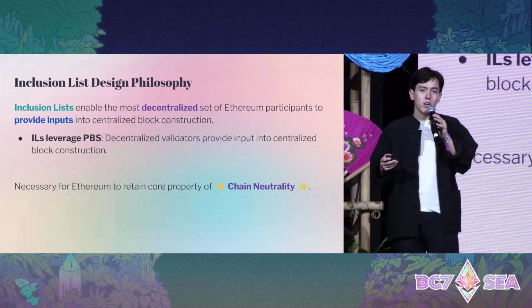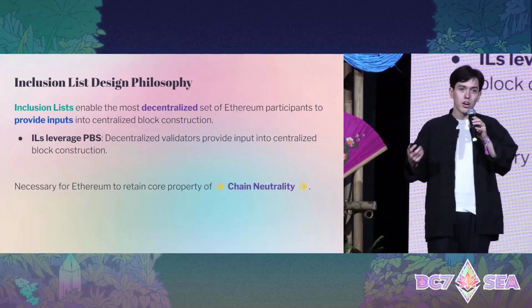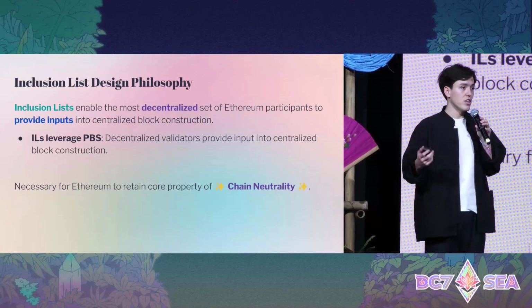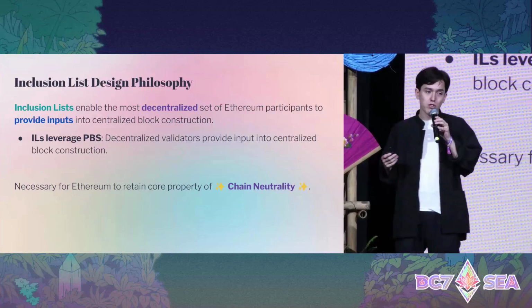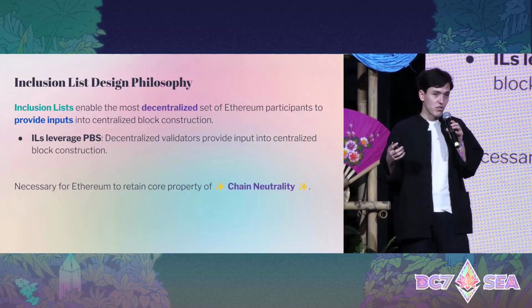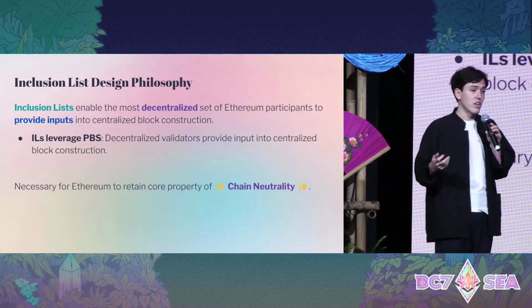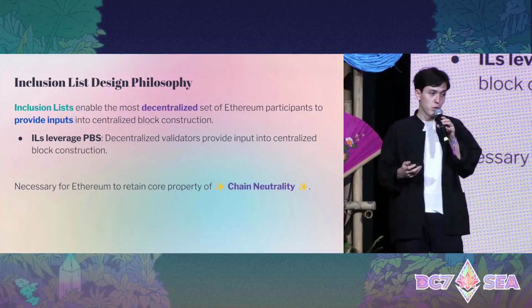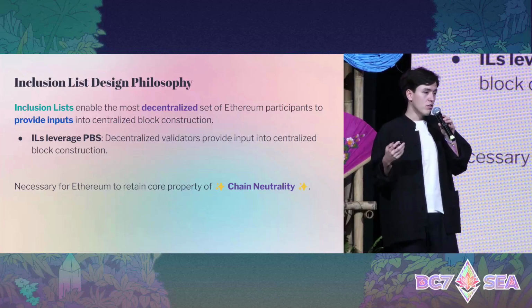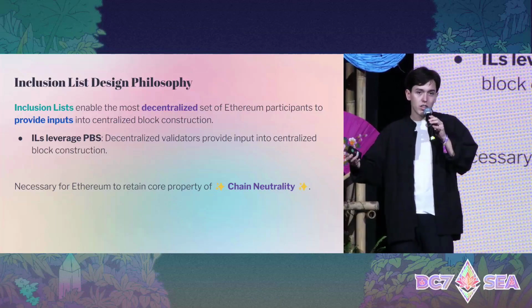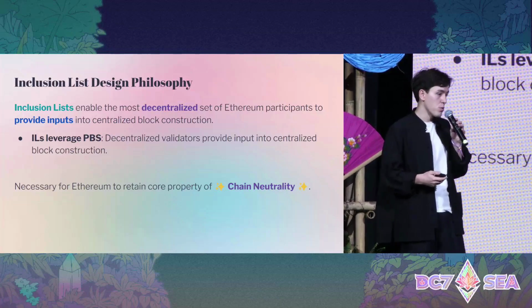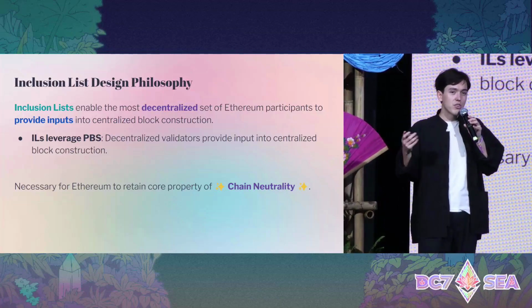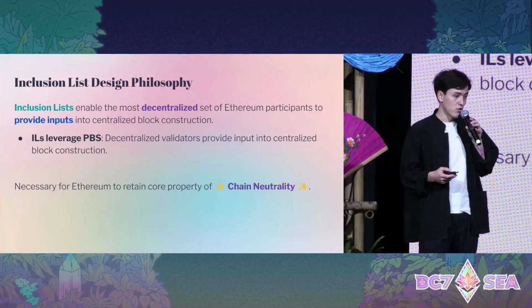So first of all, I'll give a bit of a high-level introduction to what inclusion lists are and what we are actually trying to achieve here. So the inclusion list design philosophy is that Ethereum has access to centralized agents and decentralized agents, and we want the decentralized agents to have some input into centralized block construction. So inclusion lists really leverage the decentralization in the validator set that we've gotten from proposer-builder separation, and it's the first design of its kind to do so.